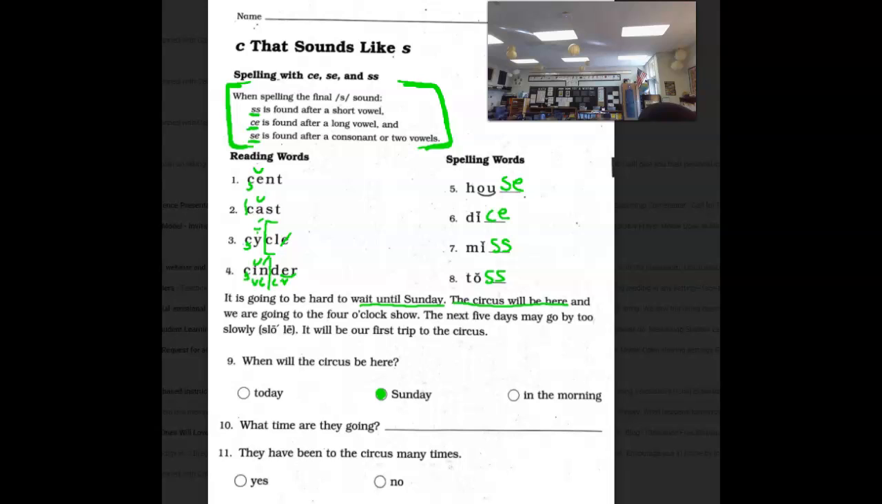What time are they going? So anytime they ask a time, you can either look for a number or number word. And it looks like going to the 4 o'clock show. So we're going to write it out. 4 o'clock. Last sentence. They have been to the circus many times. Have they been many times? Because the last sentence says it will be their first trip. So no, they have not been many times.